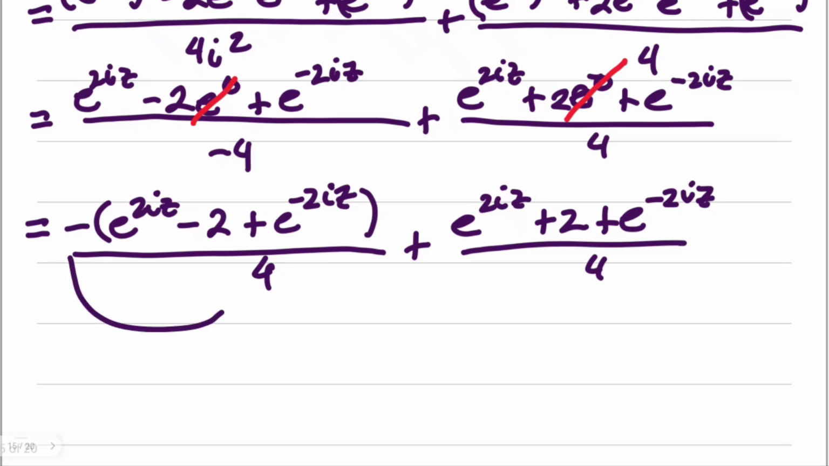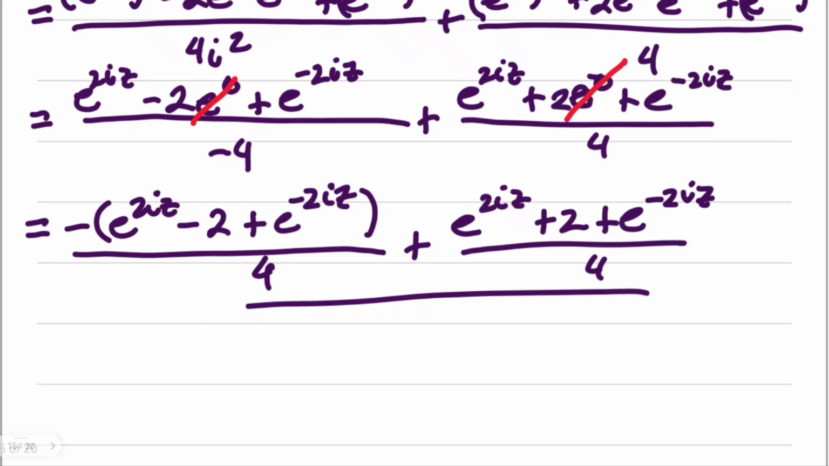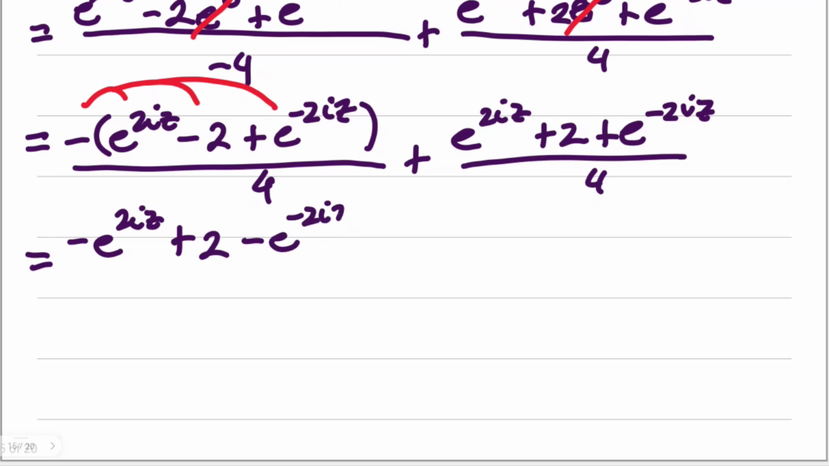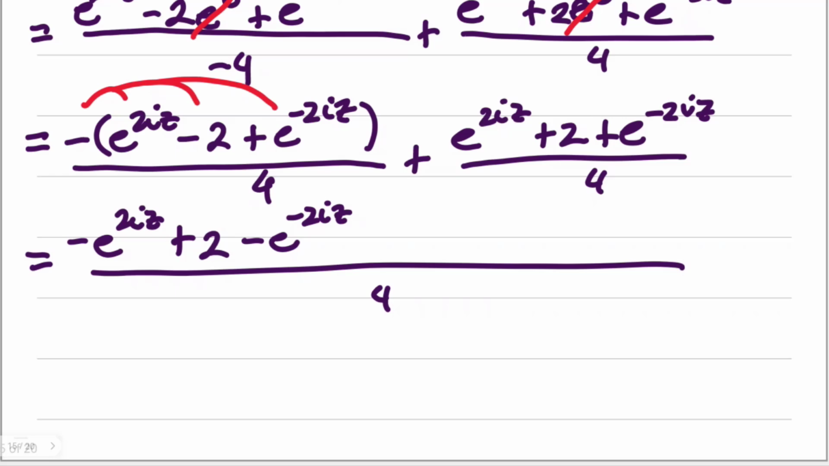Now that I placed the negative sign at the numerator, I have similar fractions, so I can combine them into one expression. Allow me to distribute this negative sign here. So what will happen is I will have negative e to the power of 2iz. The negative 2 becomes plus 2. The plus e to the power of negative 2iz will become minus e to the power of negative 2iz. Again, they will be combined into one expression with denominator 4. We have here similar fractions or rational expressions. You have here plus e to the power of 2iz. I'm just going to write all the terms of the second because it's preceded by a plus sign, so we don't need to change the signs here.